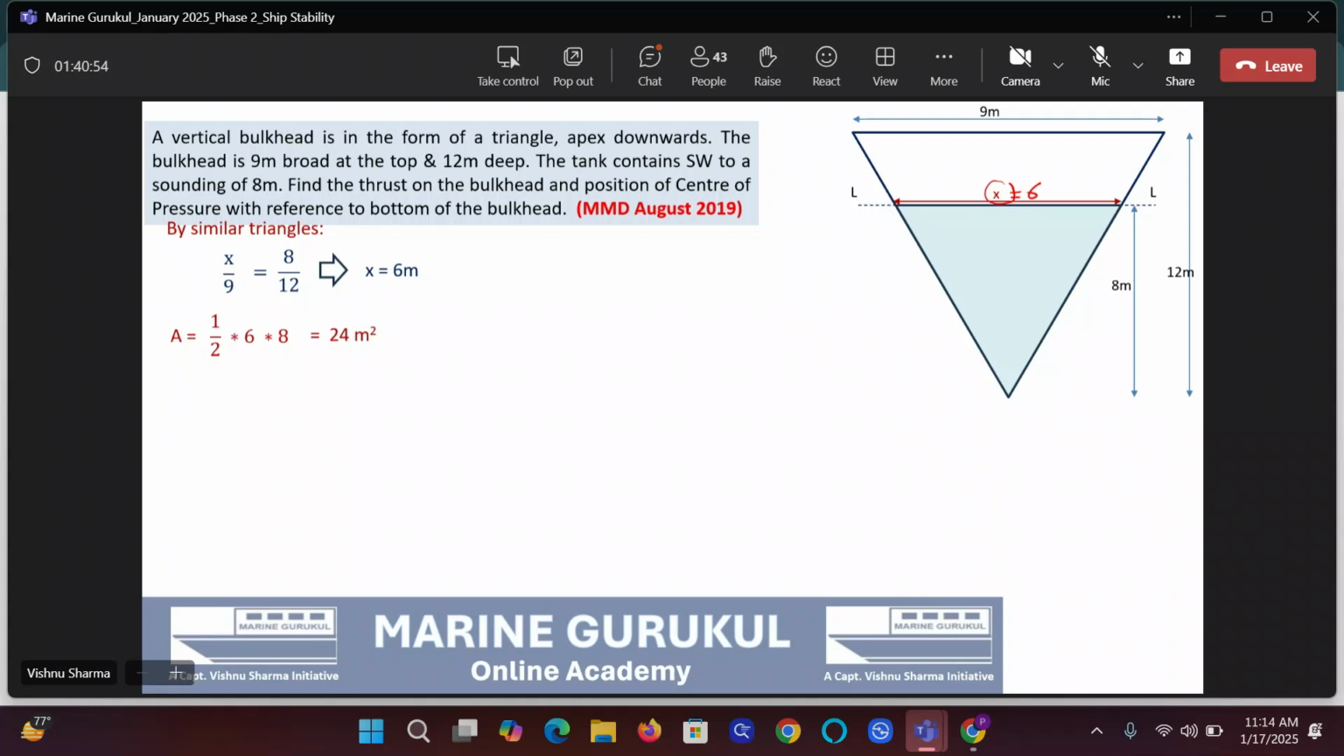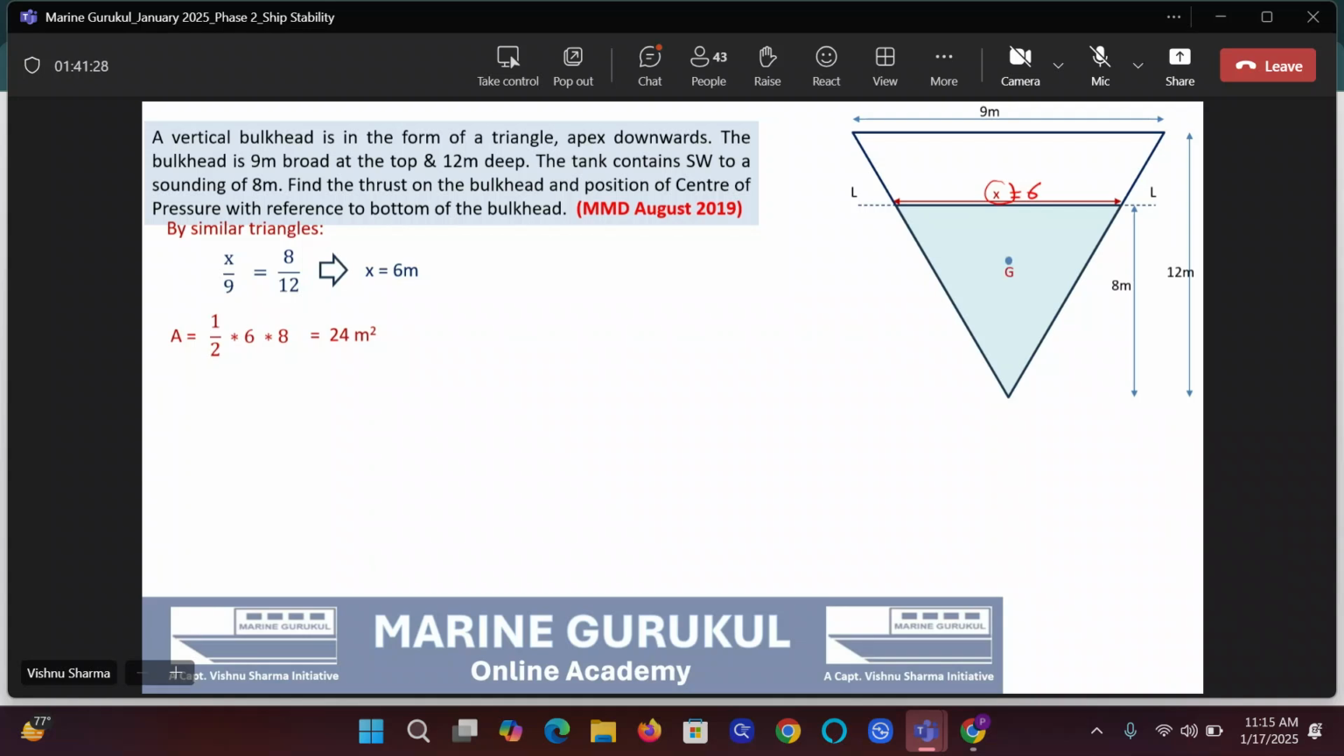Can you calculate the thrust now, guys? Find the geometric center, DLL. What will be DLL, guys, in this case? Mark the geometric center. Go to the properties of triangle we covered, guys. One third from the base. No, one third. 1/3 of the height. It will be 8 by 3 meters. Leave it as 8 by 3. Don't waste time dividing it.